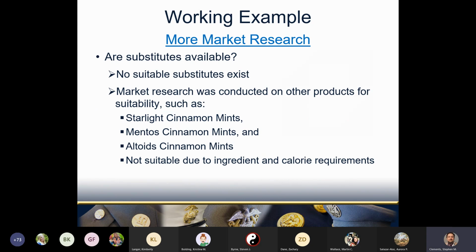And so we did our check for substitutes. They were not available. We did look at these items, the Starlights, the Mentos, and the Altoids, but because of ingredient and calorie requirements, none of them cut muster.